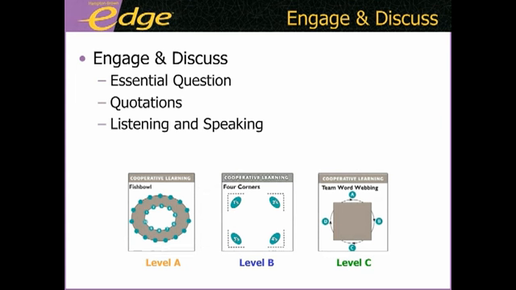Most likely, you'll be working with students at varying proficiency levels within each level of EDGE. If this is the case, these cooperative learning activities can easily be modified to meet the needs of all your students. For example, if you are a beginning speaker working on level C on the team word webbing activity, you may want to pair them up with a more advanced speaker.